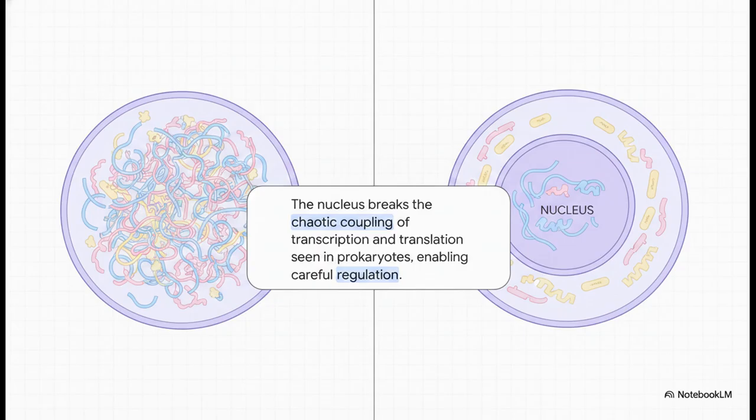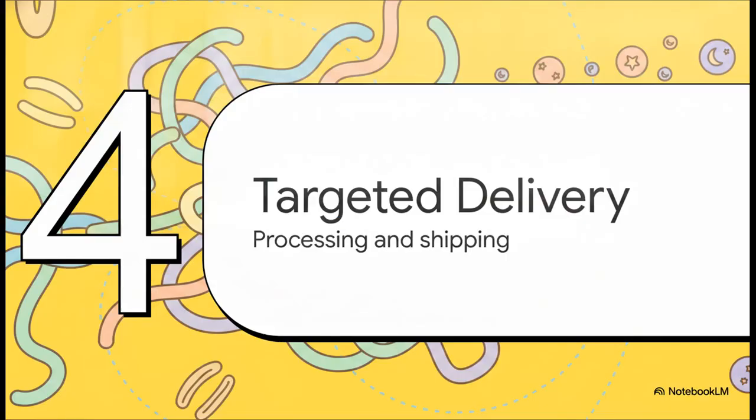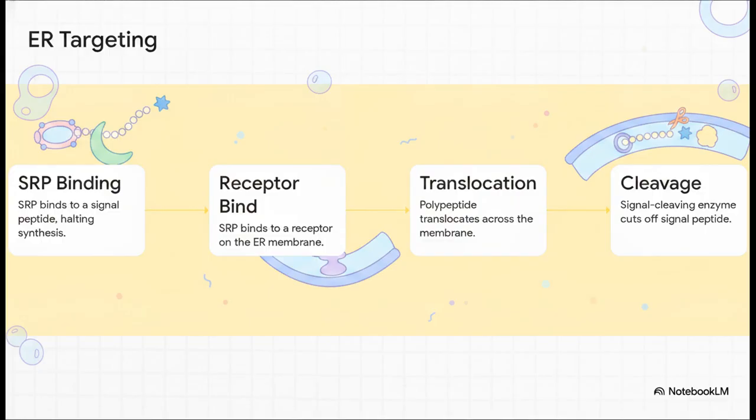Okay, part 4, targeted processing and delivery. Think of this as the processing and shipping centers. So, how does a protein actually get into one of these specialized compartments?